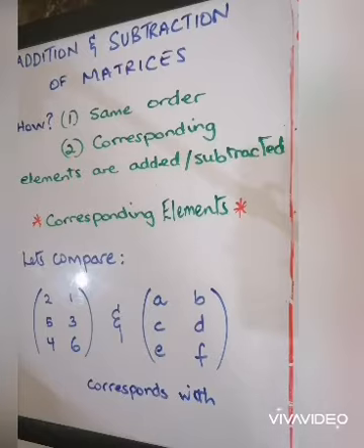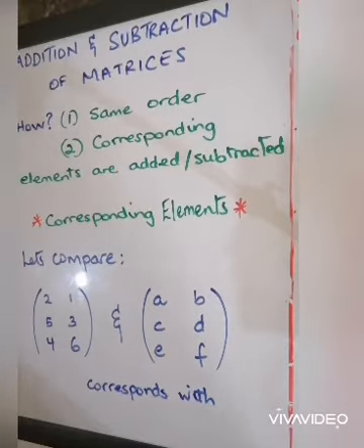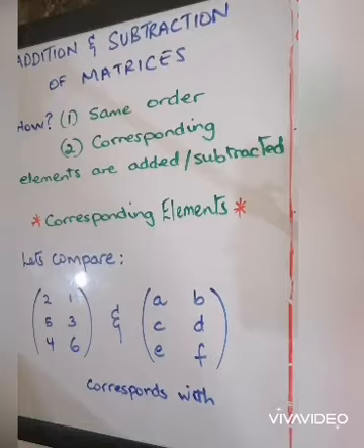So let's continue. The first question we must ask ourselves when doing addition and subtraction of matrices is how. And there are two criteria. One, it must have the same order. And we see this word coming again, order. Order simply was a way to describe a matrix by stating the number of rows by number of columns. So the order of the two matrices that are to be added or subtracted must be the same.